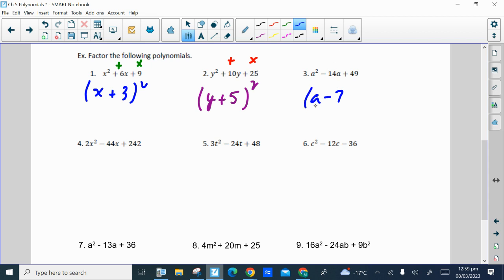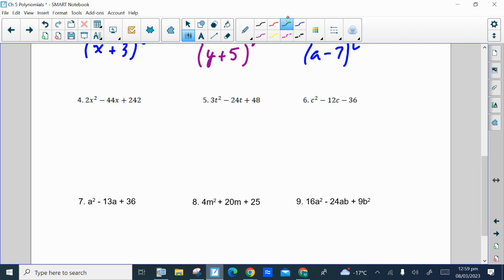But because it's a minus 14a, the factors are a minus 7 all squared. A minus 7, a minus 7. And again, if you did this the old way, two numbers that multiply to get positive 49, add to get negative 14 are negative 7 and negative 7.